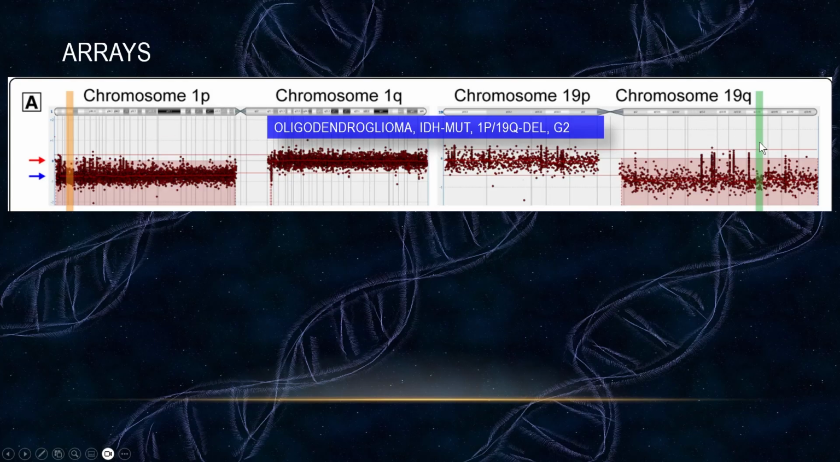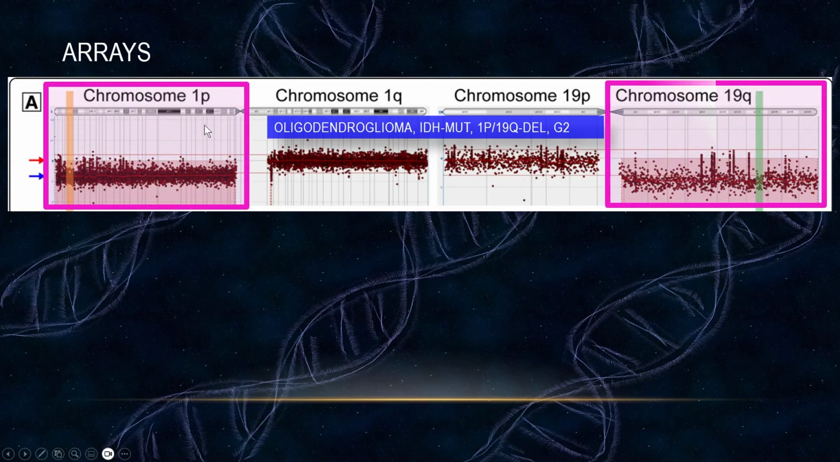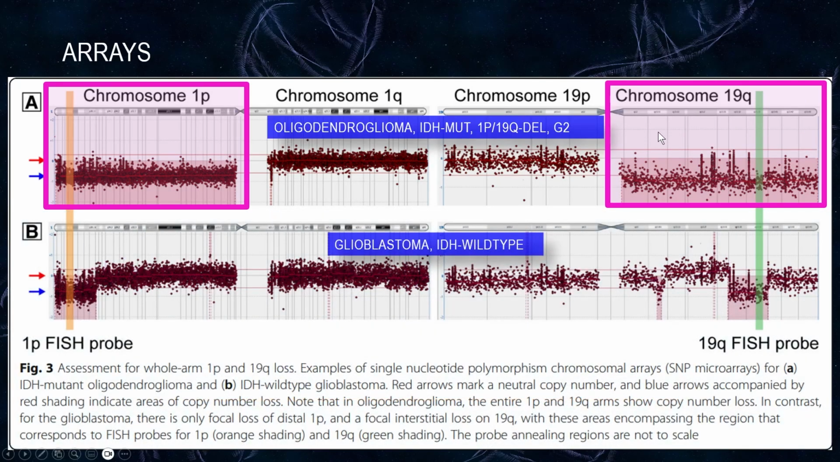And then same thing for 19Q. And so this is what you're supposed to see in the oligos. You're supposed to see complete loss of that arm, and then the other ones are intact. And the little bars here are showing where the FISH probes are. So they're to a specific region, and usually it works fine. You'll see loss of the probe if you have loss of this whole chromosome. So here we have loss of 1P, and loss of 19Q.